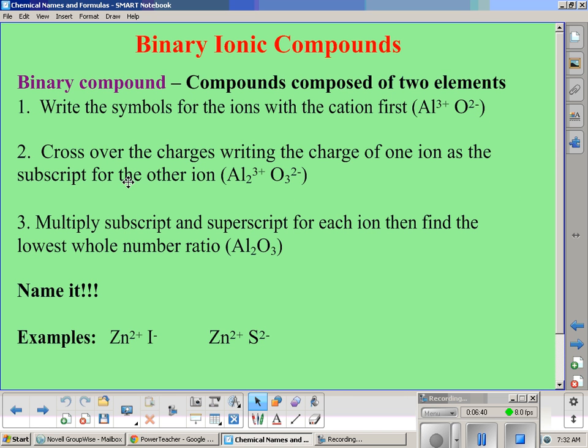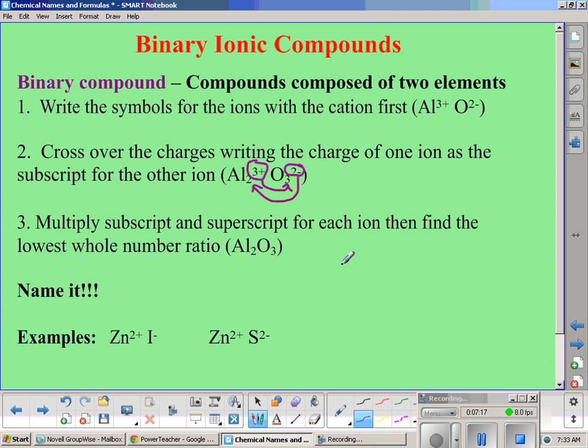Okay, so the easy way to do these is to cross over the charges. Let me show you how this works. You cross over the charges and write them as a subscript for the other ion. So aluminum was a 3 plus, right? So we're going to make that 3 be the subscript for the other element. Oxygen had a 2 minus, so that tells us that we need 2 aluminums to balance out the charges. So if we write 2 aluminums and 3 oxygens, our charges are balanced.